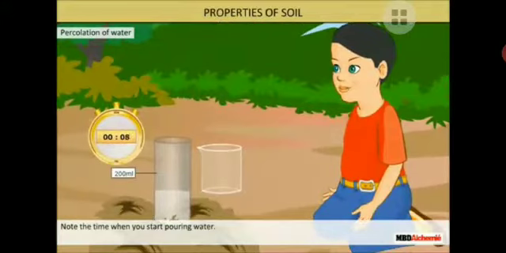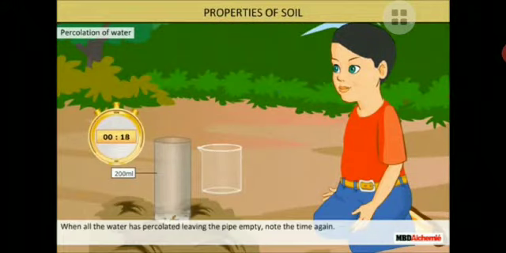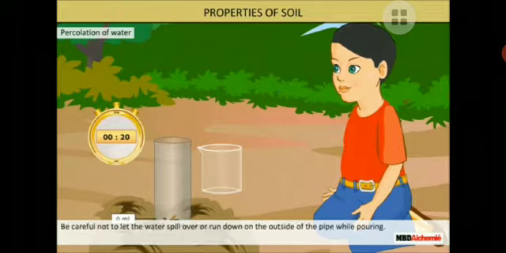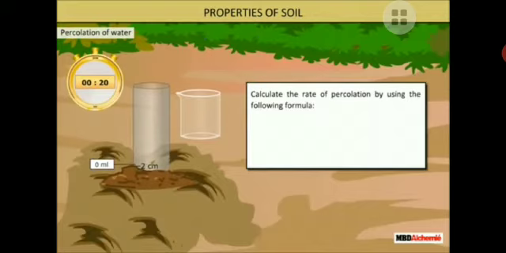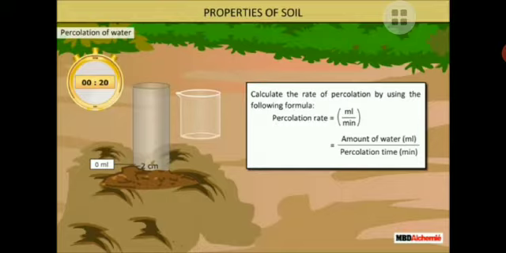Note the time when you start pouring water. When all the water has percolated, leaving the pipe empty, note the time again. Be careful not to let the water spill over or run down on the outside of the pipe while pouring. Calculate the rate of percolation by using the following formula. Percolation rate in milliliters per minute is equal to the amount of water in milliliters upon percolation time in minutes.